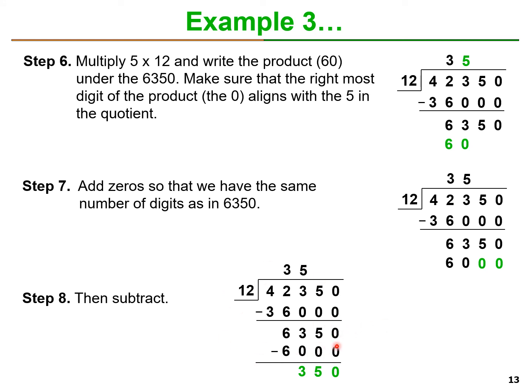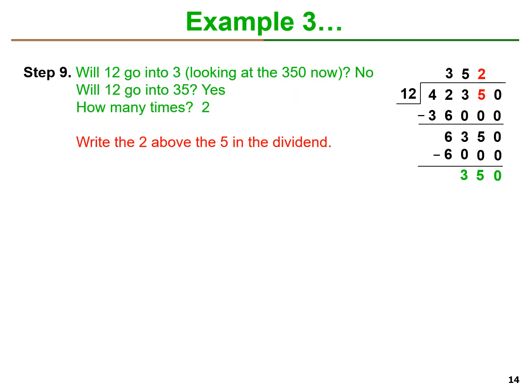Okay, 0 minus 0 is 0. 5 minus 0 is 5. 3 minus 0 is 3. And 6 minus 6 is 0. Now, looking at this 350, will 12 go into 3? No. Let's move over 1 digit and consider 35. Will 12 go into 35?